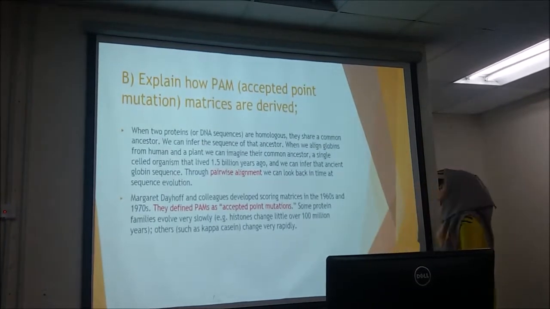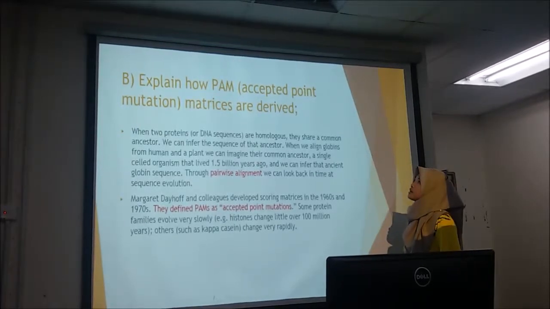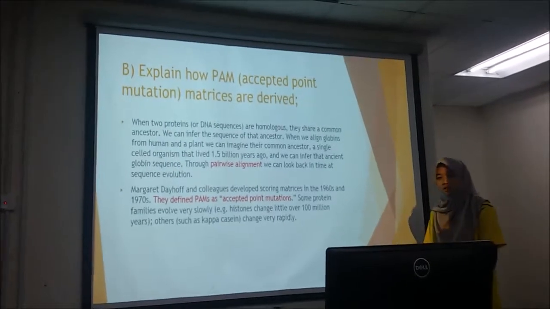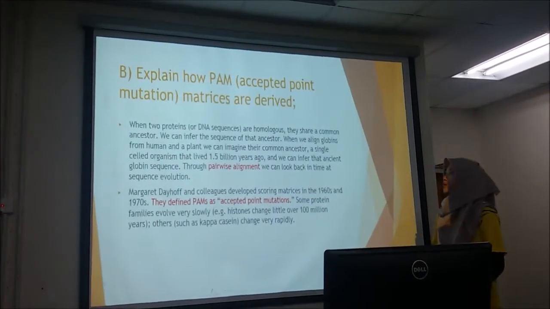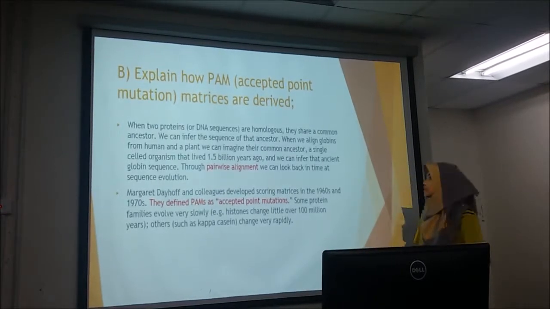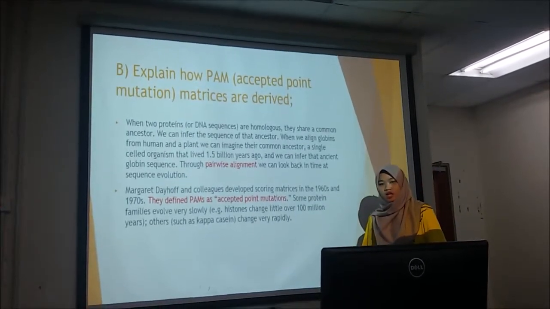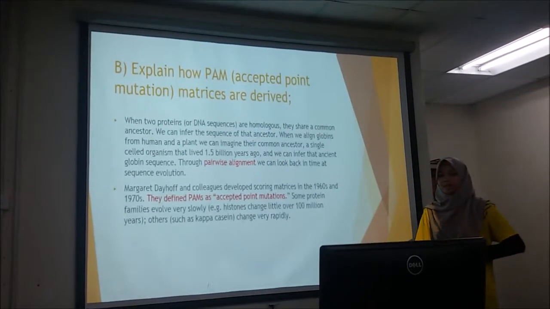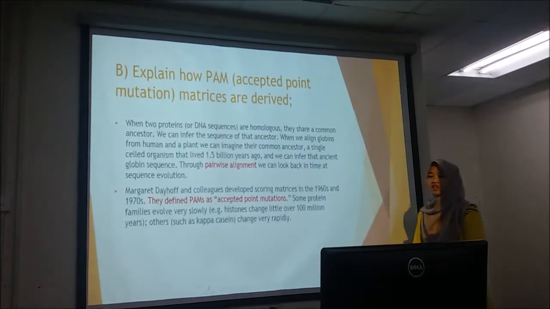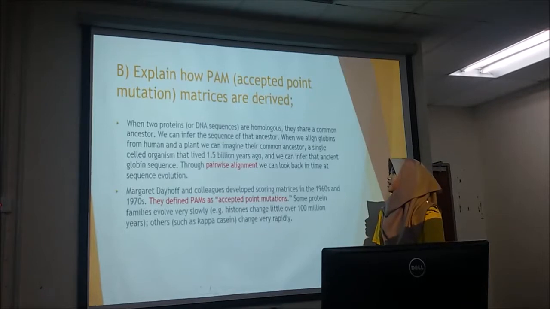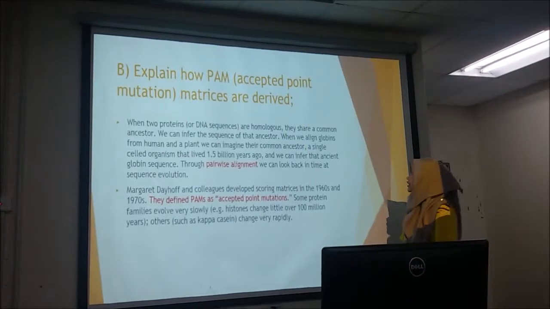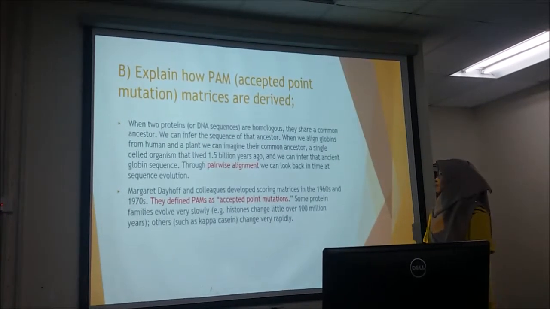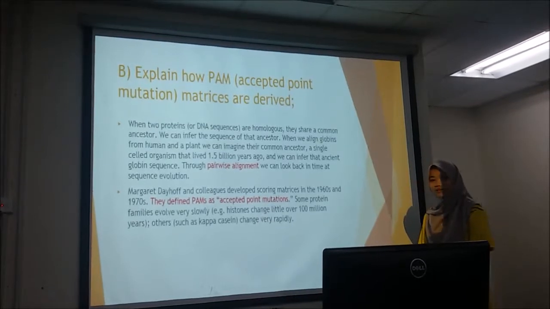Okay, next we move to explain PAM, which is accepted point mutation matrices. When 2 proteins or DNA sequences are homologous, they share a common ancestor. We can infer the sequence of the ancestor. When we align globins from human and a plant, we can imagine their common ancestor, a single-cell organism that lived 1.5 billion years ago, and we can infer that ancient globin sequence. Through pairwise alignment, we can look back in time at sequence evolution.